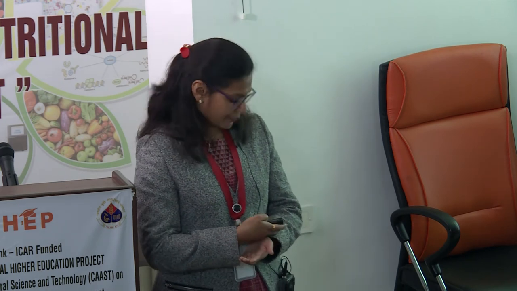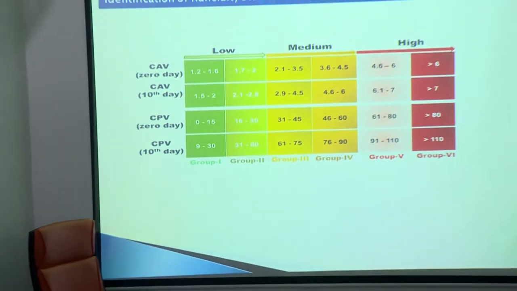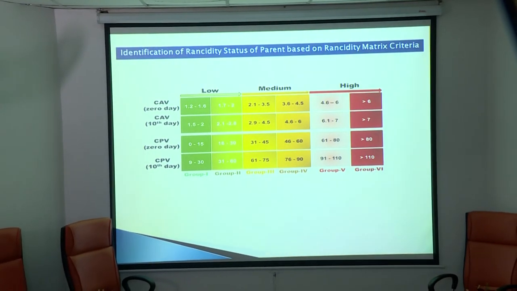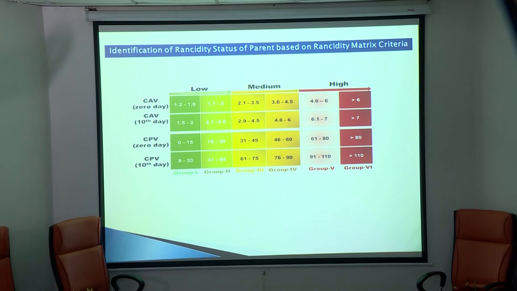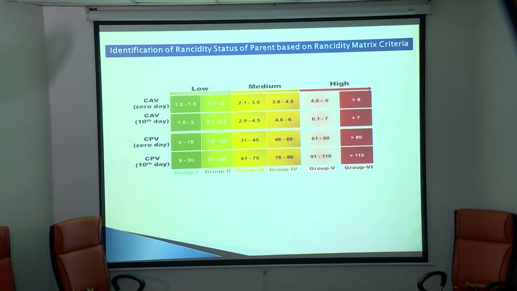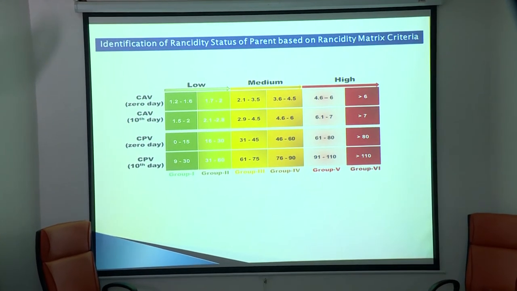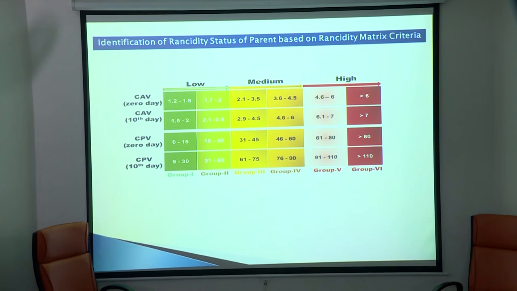So before selecting any parent, we first have to check the rancidity status of all the parent lines, and select the line parent which is low rancid. Also check its nutritional status and select the parent which is low rancid and has high nutrient density. If that can be used for further breeding and hybrid development programs, then there is a possibility of a pearl millet variety with low rancidity and high nutritional density.